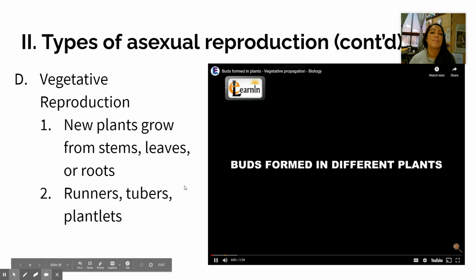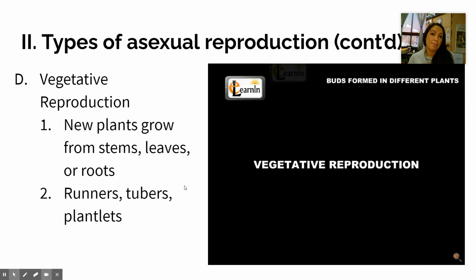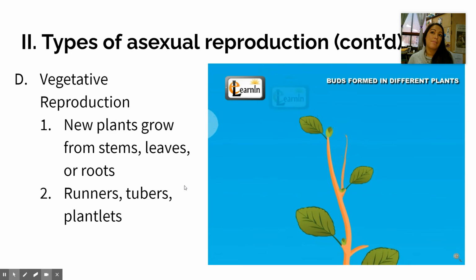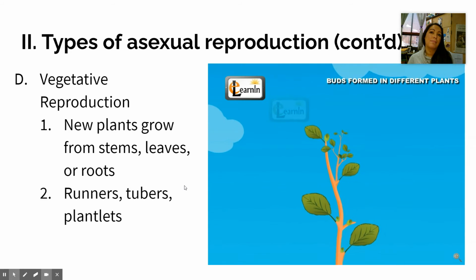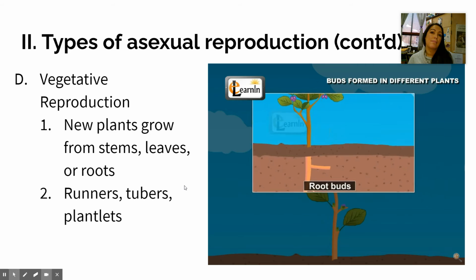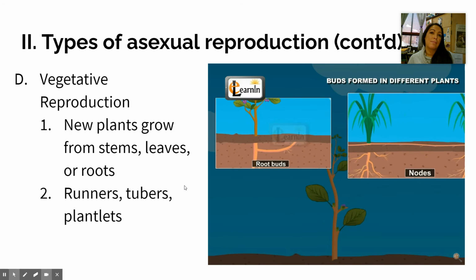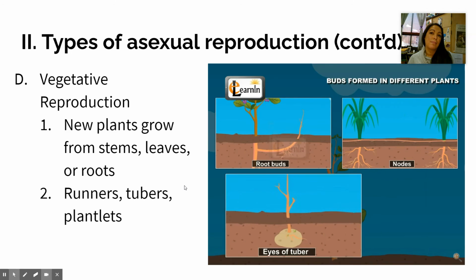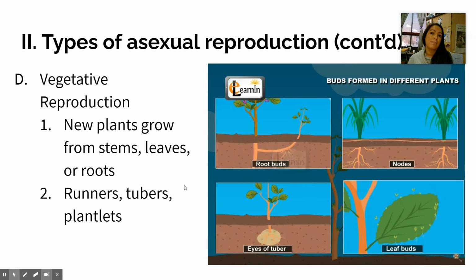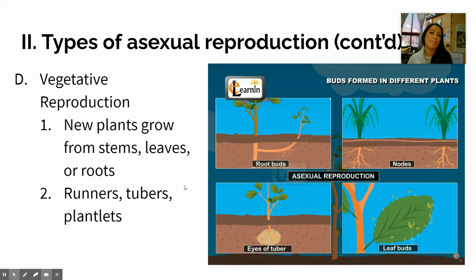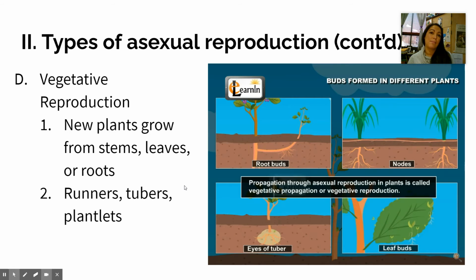Buds formed in different plants. Vegetative reproduction. Vegetative propagation is routinely done and is preferred by many plants. Some of the flowering plants propagate by specialized structures. This method of reproduction is asexual reproduction, where there is no involvement of male and female gametes. This method of propagation in plants is called vegetative propagation or vegetative reproduction.